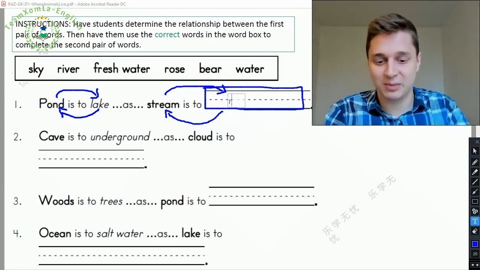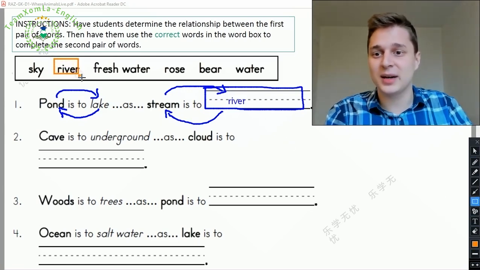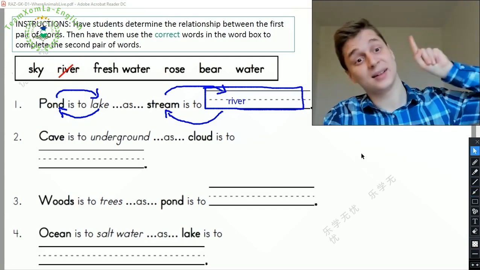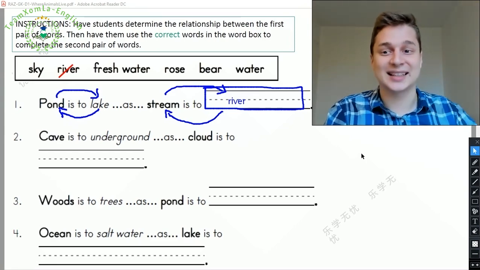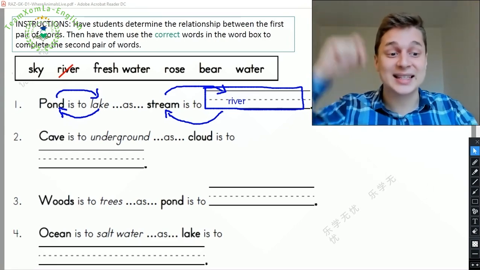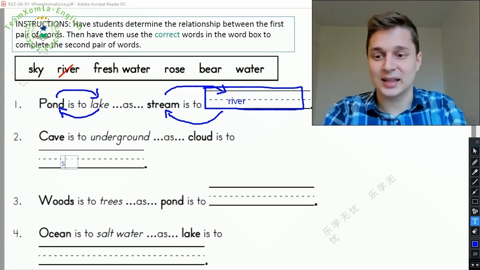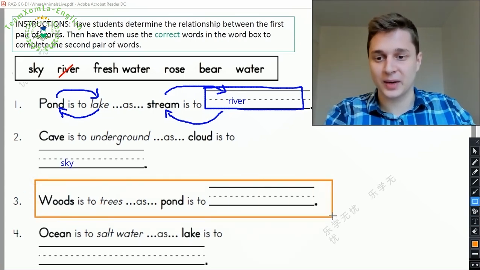Can we find it up here? Yes, we can. It's right here. What about number 2? Cave is to underground, as cloud is where? Caves are underground and clouds are in the sky. So that's the relationship here. The cloud is in the skies. Let's see about number 3.